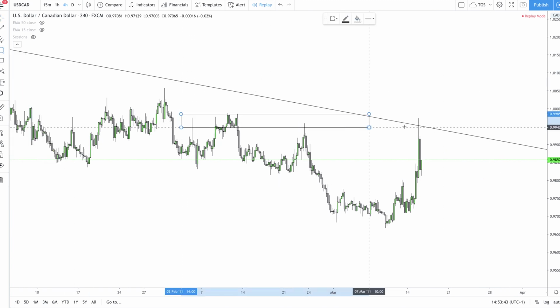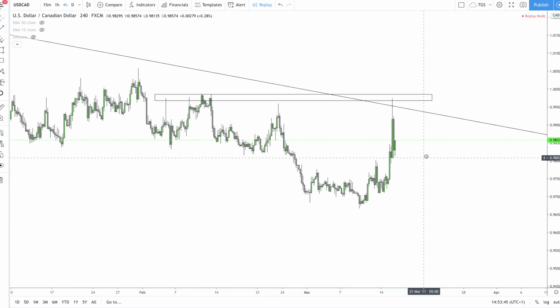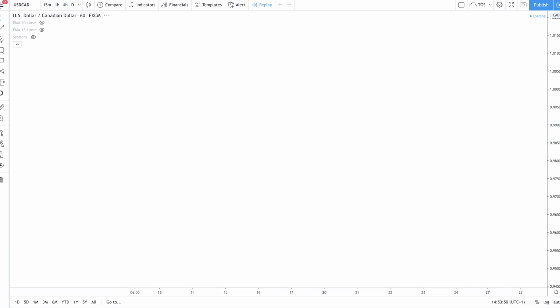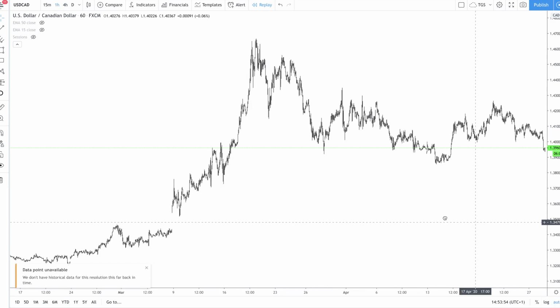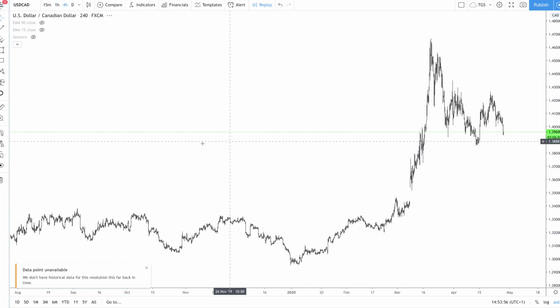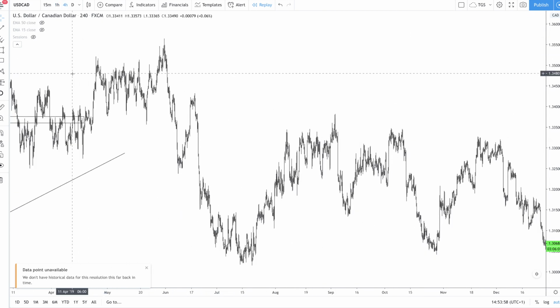You can see that we've got actually a nice bit of support coming through, which is cool. Is there an uptrend? Well, it's not great, is it? Let's try the 1 hour time frame. Let's see what's going on there, shall we? Data point unavailable. When you backtest, sometimes that will happen. There won't be enough data to support what you're looking at.